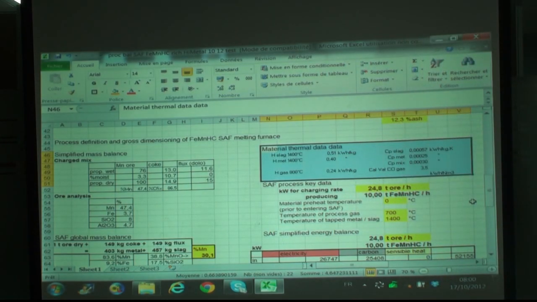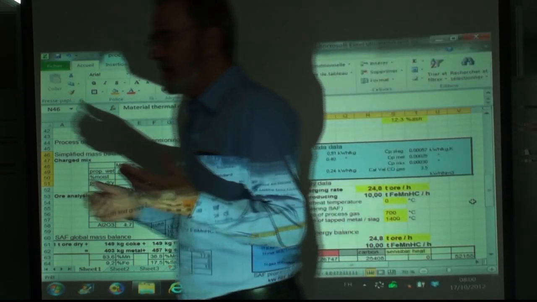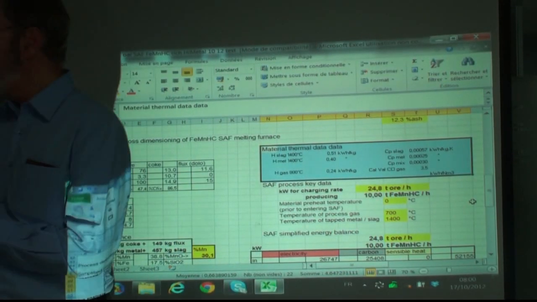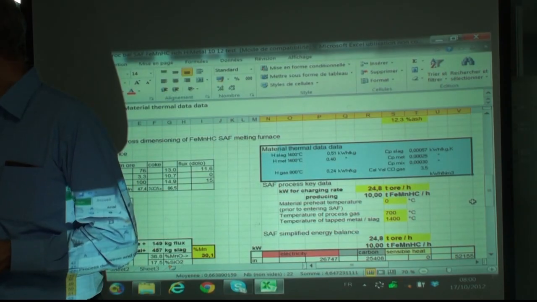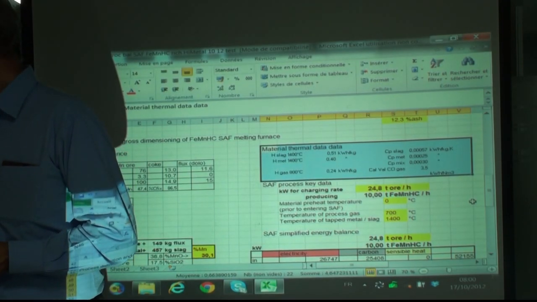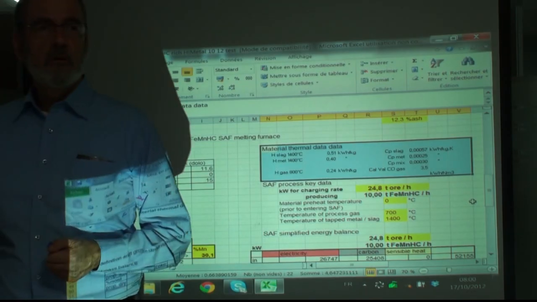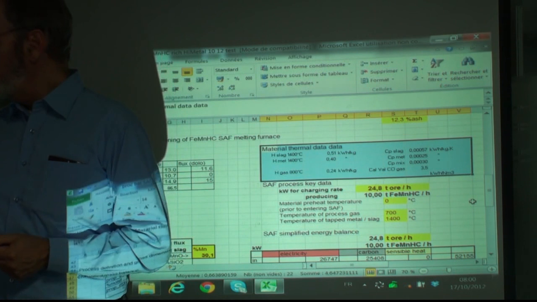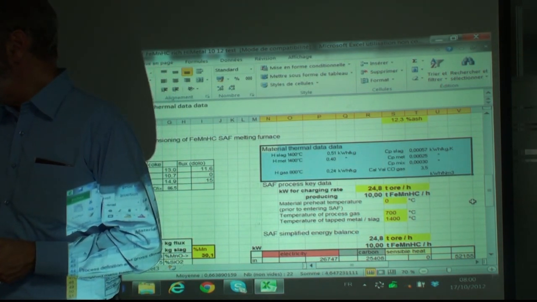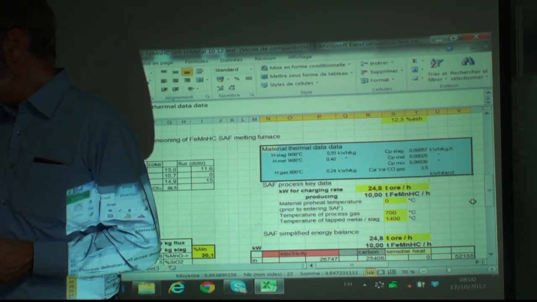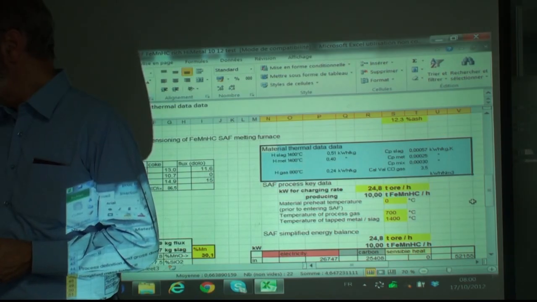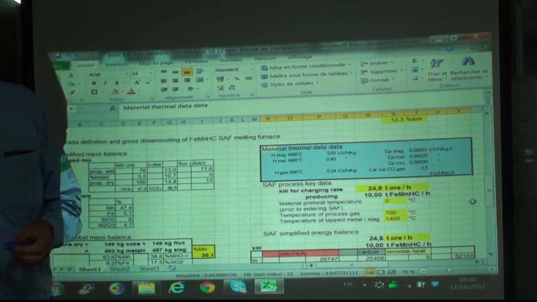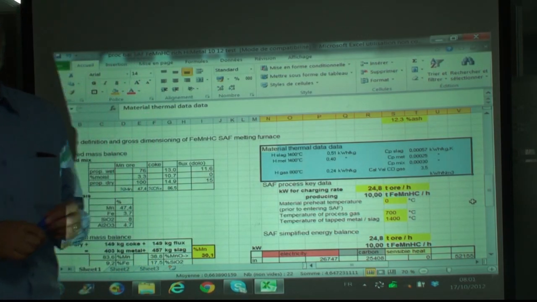What you have is some data for FeO. You have some data for MnO. You have some data for SiO2. But it's not correct to say you make the sum times percentage. It's not correct. You cannot do this.